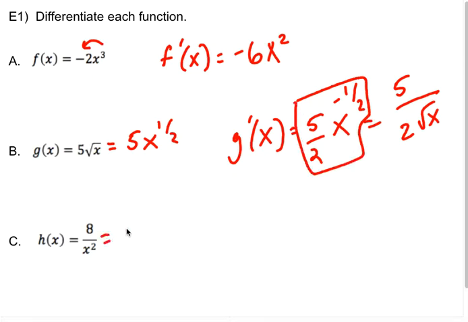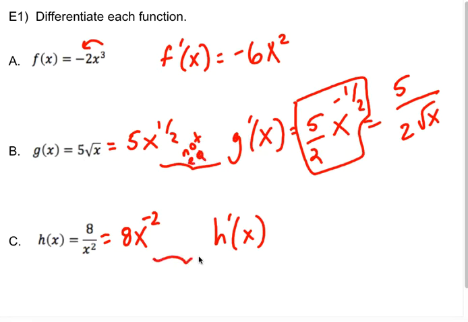Here, again, I'm going to rewrite first and recognize that this is actually an 8 times an x to the negative 2nd. So now when I go to find my h prime of x, notice that I'm not saying that these things are equal, because they're not. g of x and g prime of x are different things. The same thing's true here: h of x and h prime of x are different things.